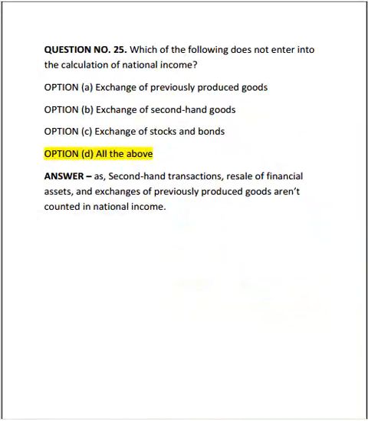Question No. 25. Which of the following does not enter into the calculation of national income? Option A, exchange of previously produced goods. Option B, exchange of second-hand goods. Option C, exchange of stocks and bonds. Option D, all the above. Answer, D, as second-hand transactions, resale of financial assets, and exchanges of previously produced goods aren't counted in national income.